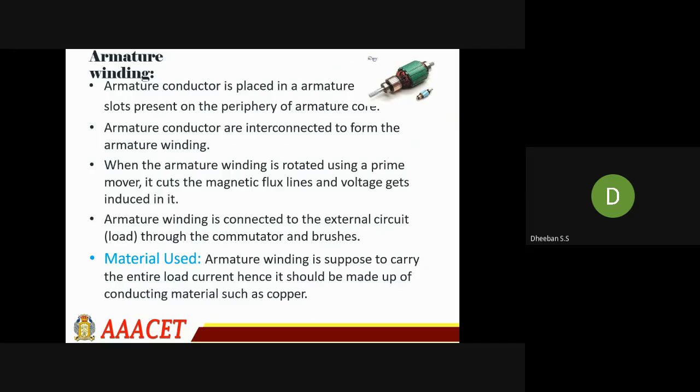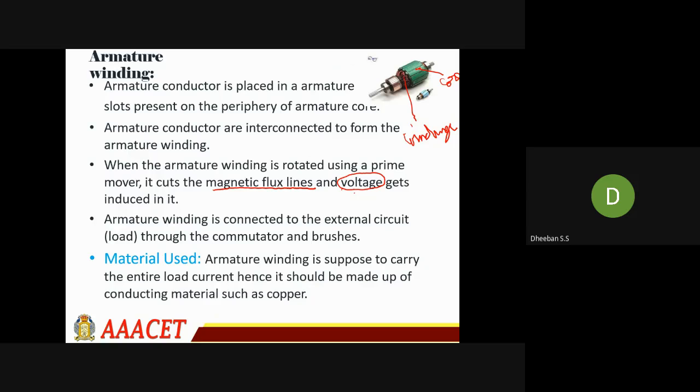Coming to the armature winding, we have seen the armature core. This is what your armature core will look like, this will be your core part, and this is your windings. The armature conductors will be interconnected to form your armature winding. When the armature winding is rotated using a prime mover, as I said in the principle of operation, it cuts your magnetic flux lines and the voltage will be produced.